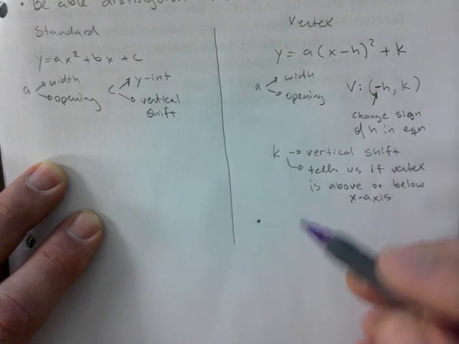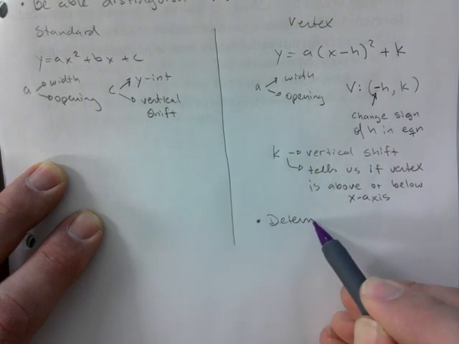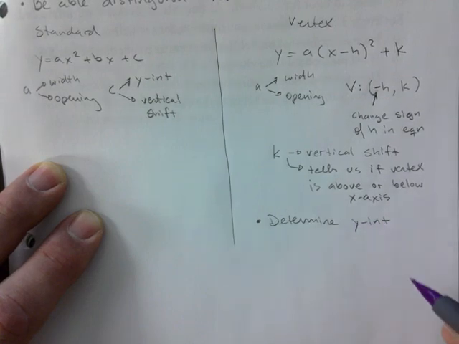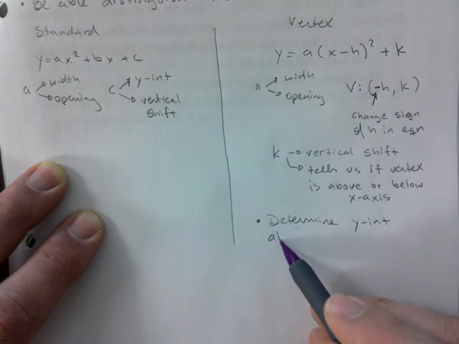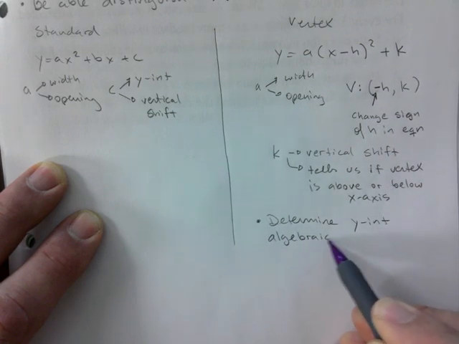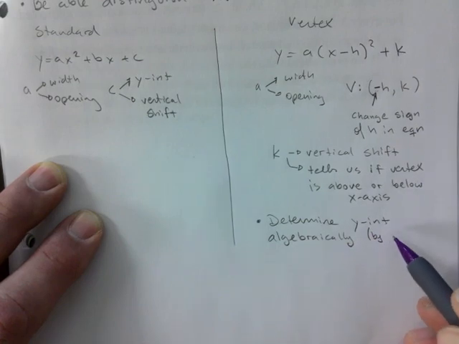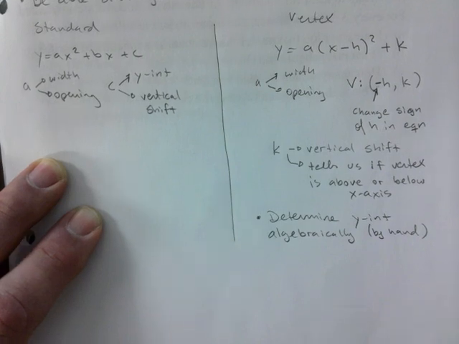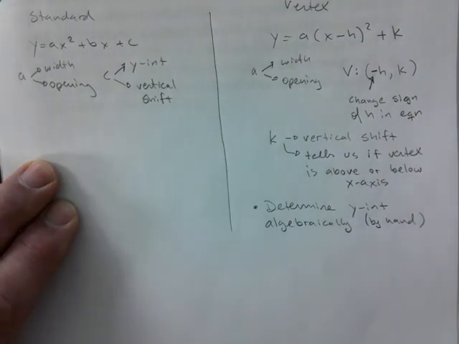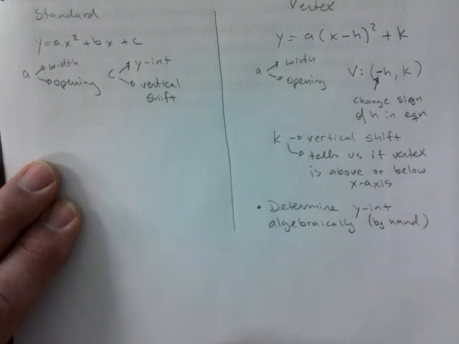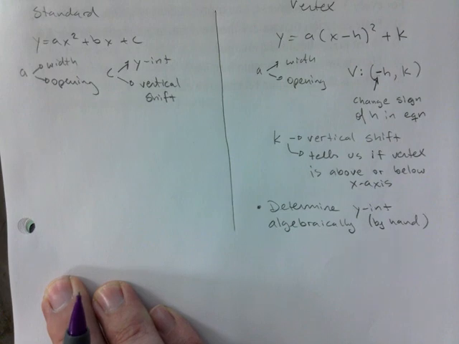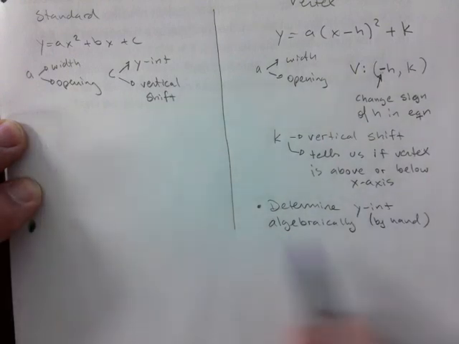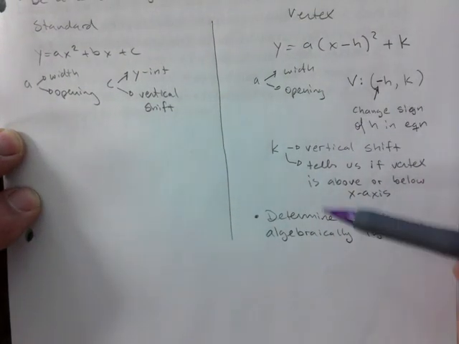Under the vertex form, you should be able to determine the y-intercept algebraically by hand, that is, right? You got to show work if asked, right? We did a couple of those. Just go back in your notes. I will make sure I hand all the ACs back that I have from you. So that's basically it for the vertex side, vertex form.